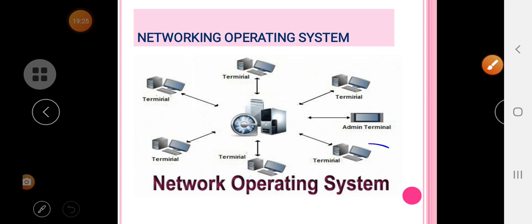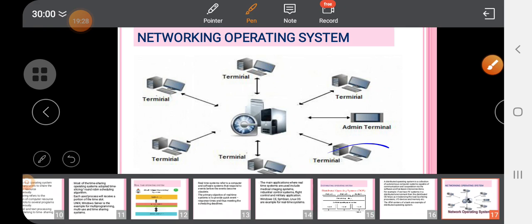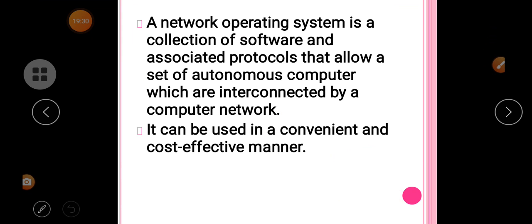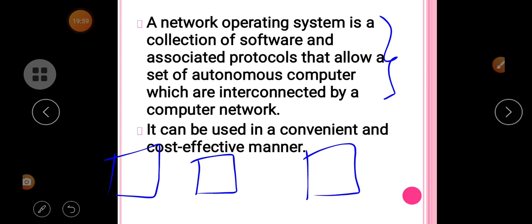So this is how a network operating system will look, and here there is a collection of software associated with protocols that allows computers to communicate, connected with the help of internet connections. So it provides a convenient and cost effective manner. See here, in a cyber cafe, you will be having different systems, is it right?